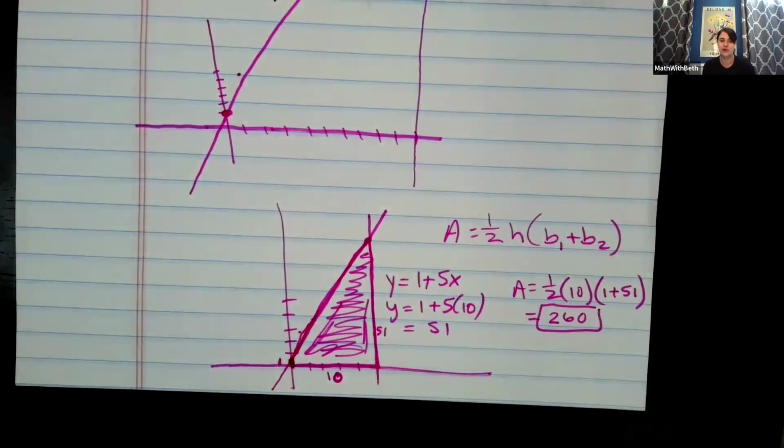The reason that one was so much harder is because it became a trapezoid. So you just have to be really careful with your drawings to make sure you know what shape you have.